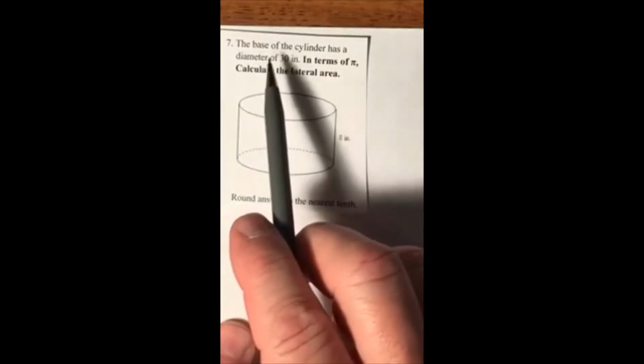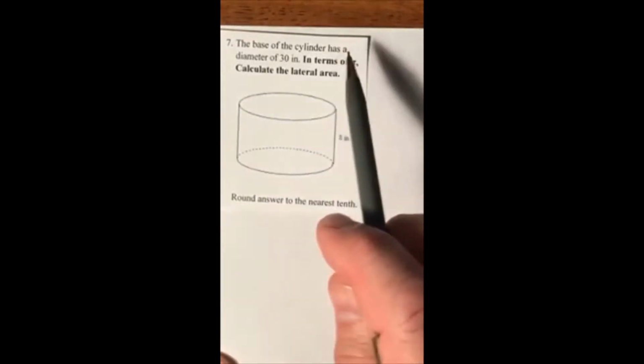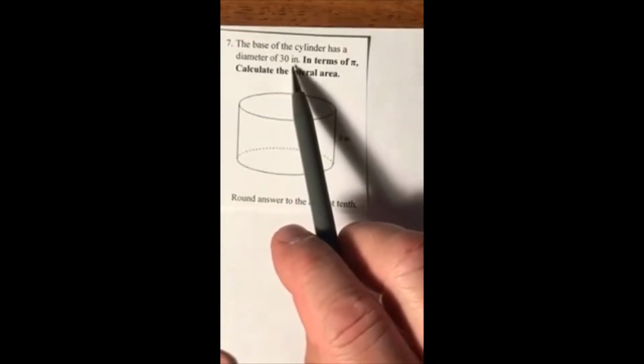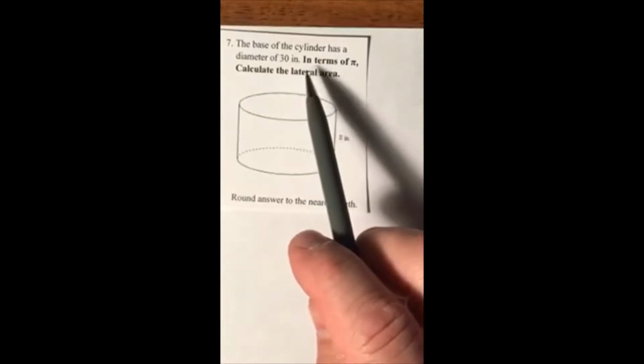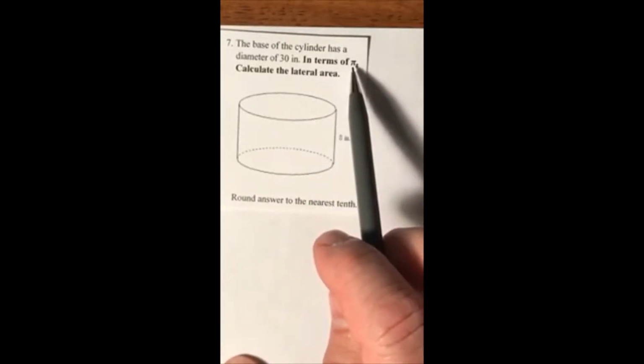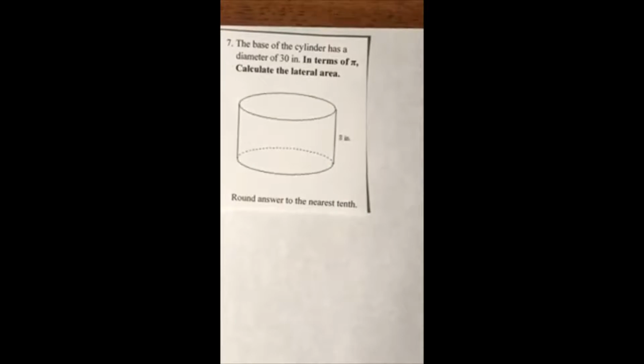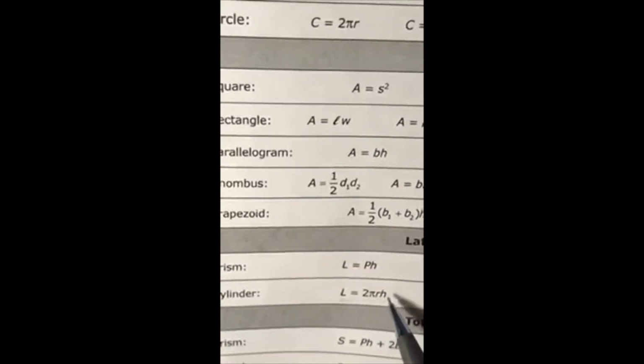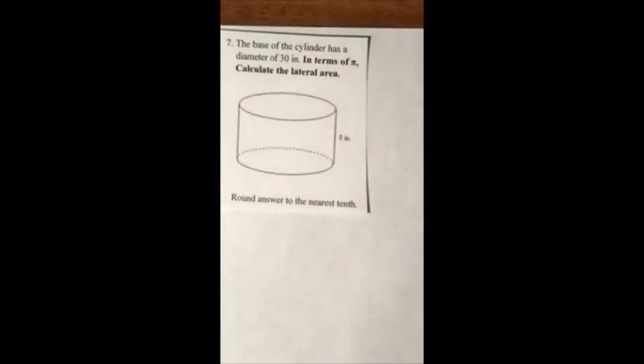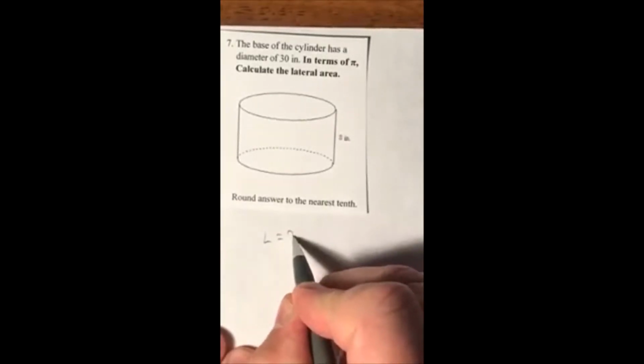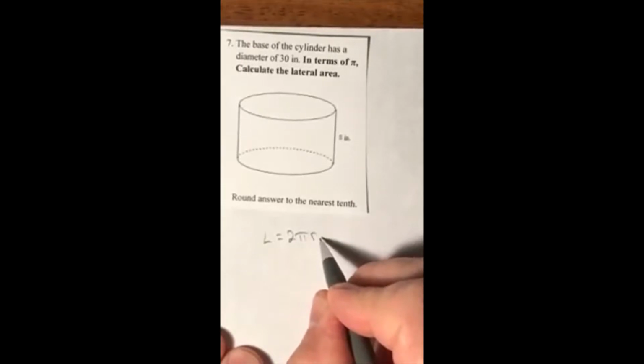The base of the cylinder has a diameter of 30 inches. In terms of pi, calculate the lateral area. What you do is go to your formula chart and look up lateral area, where L, the lateral area, is equal to 2 pi RH. So let's go ahead and write that down. L equals 2 pi RH.